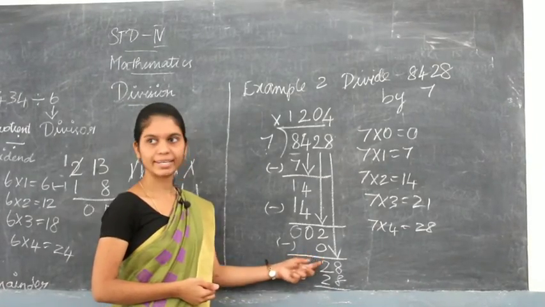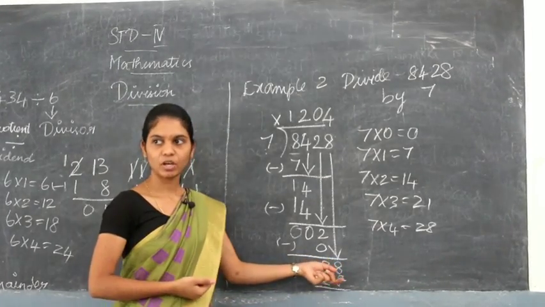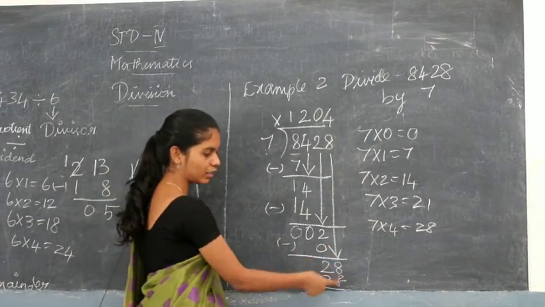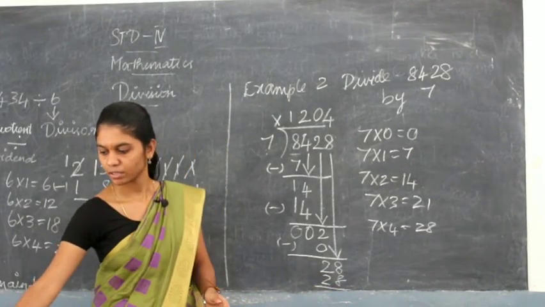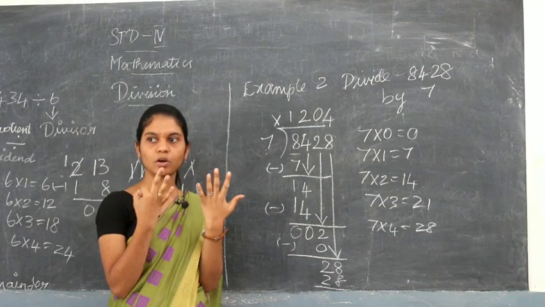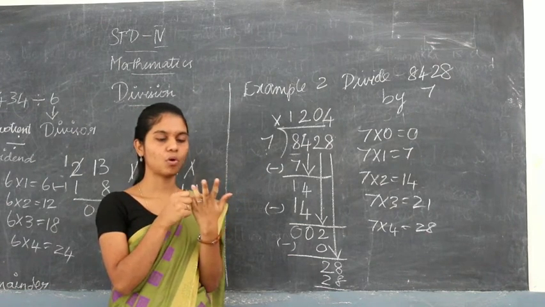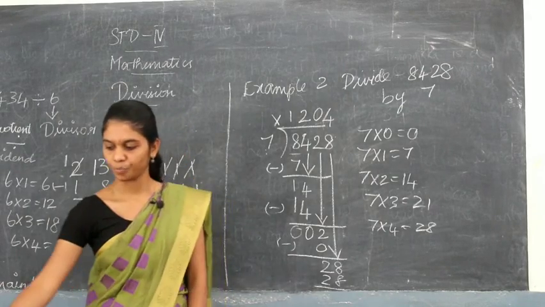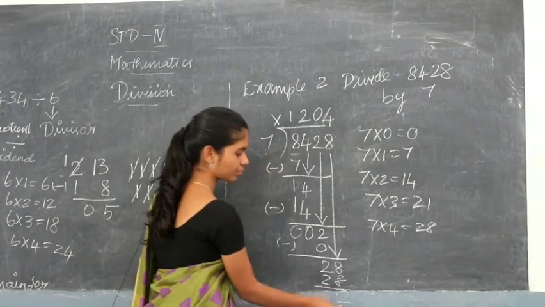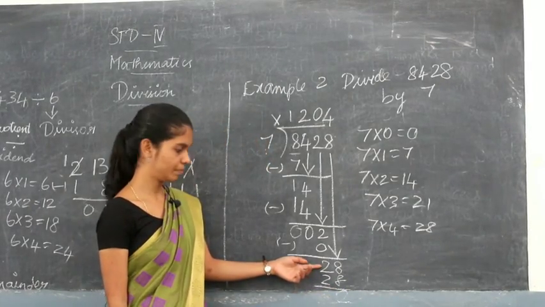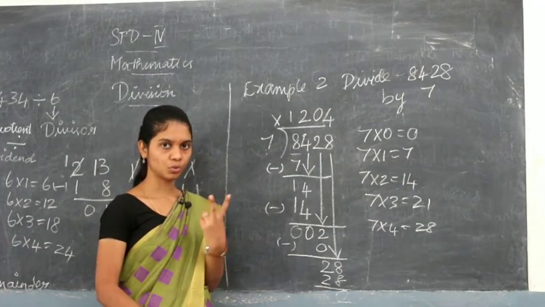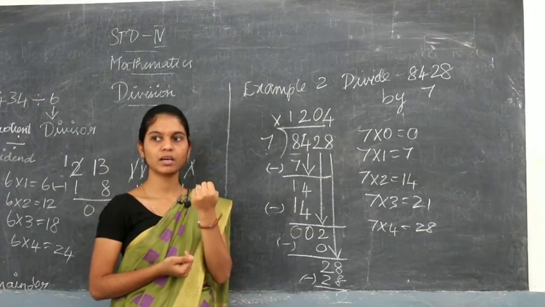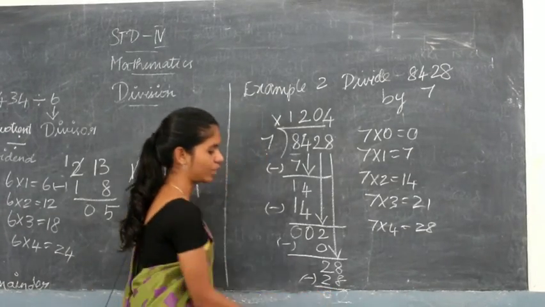Now what you should do? You should subtract 28 from 28. Whenever you are subtracting, you should start from the rightmost corner. Here you have 8 and here you have 8. So 8 minus 8. 1, 2, 3, 4, 5, 6, 7, 8. So 8 minus 8 is what? 0. You will put 0 here. And here you have 2 on the top and 2 on the down. So 2 subtracted from 2. 1, 2. How many is remaining? 0. So you will put 0 on the down.